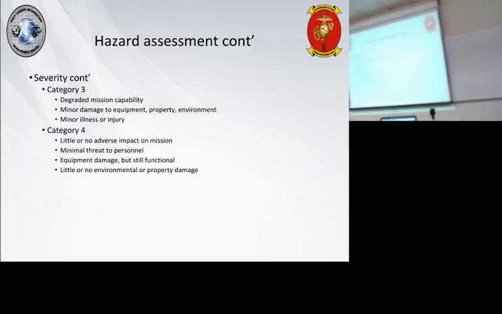Category 4, little to no adverse impact on mission, minimal threat to personnel, equipment damage may still be functional if there is damage, and little to no environmental property damage, all right? So this is like on the lower end, all right? So Cat 1 is your absolute worst case scenario. Cat 4 is the stuff that you're going to commonly see that you can't avoid, all right? Those are the risks that can't be mitigated. They're just going to always be there, okay? Like tripping over a stick, all right? That'd be Cat 4, right? There's still potential that it can happen. You could definitely have some type of minimal injury, but it's not going to degrade the mission or result in a death, okay?